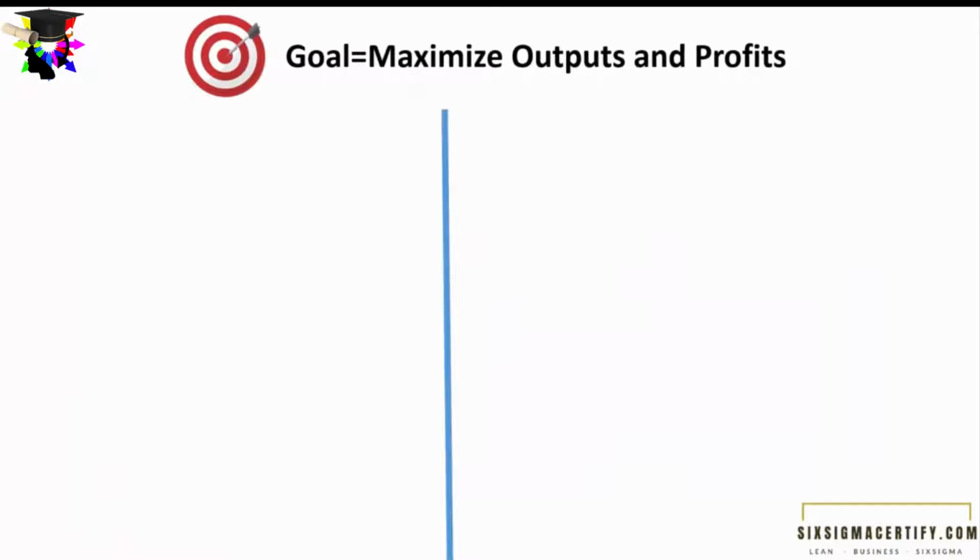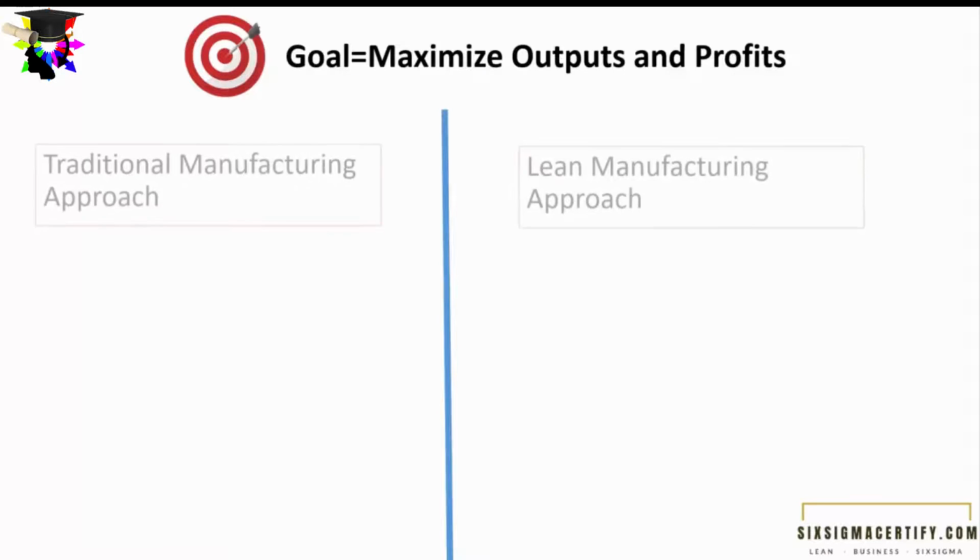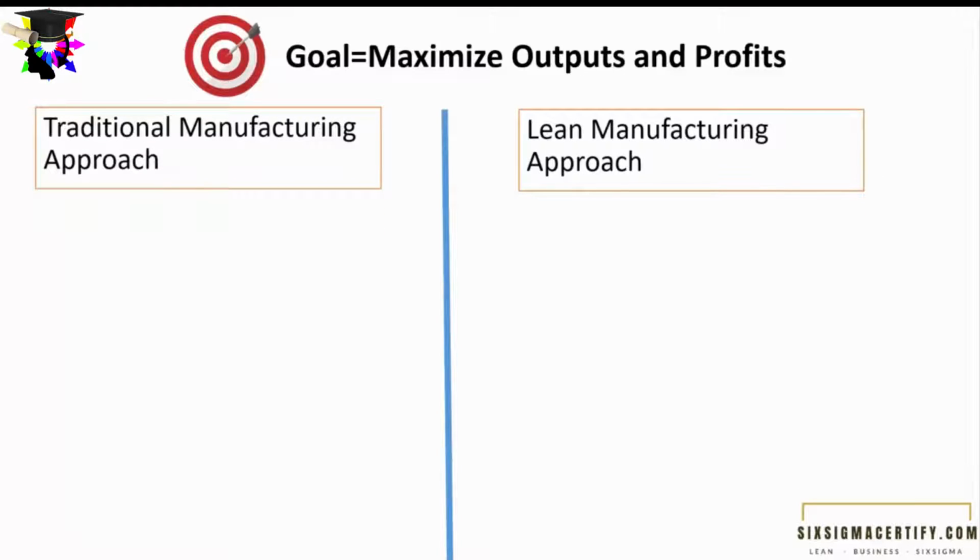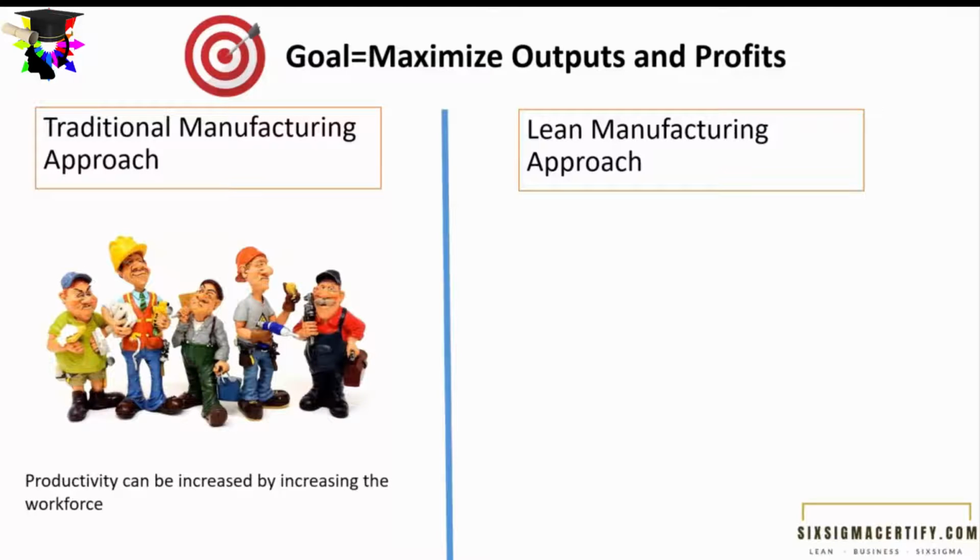The basic goal of lean is maximizing the outputs according to the demand of the customer and also maximizing the profit. But there are some differences between the traditional manufacturing approach and the lean manufacturing approach. Let us look at some of the differences. In the traditional manufacturing approach, productivity is believed to increase by increasing the workforce. This is not true all the time.